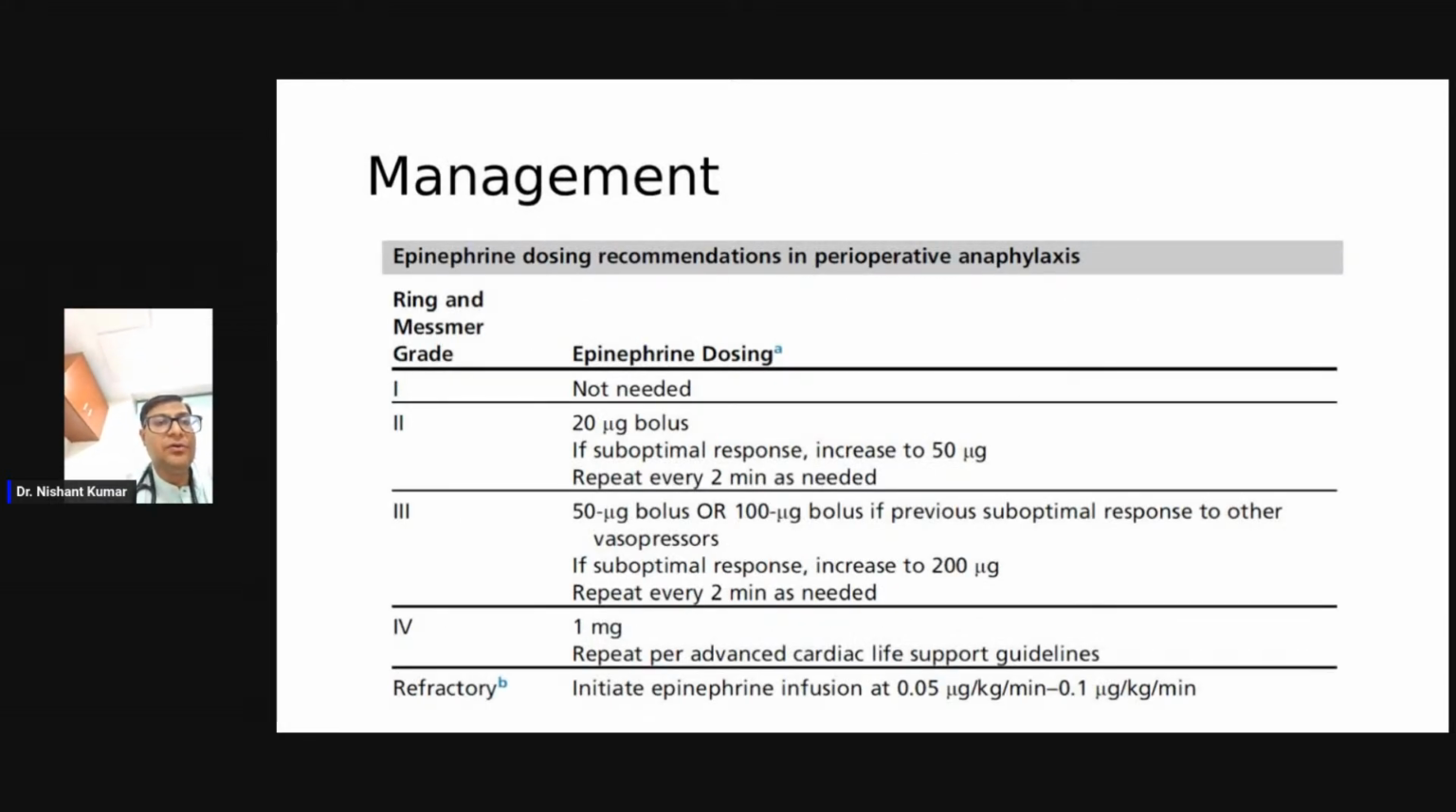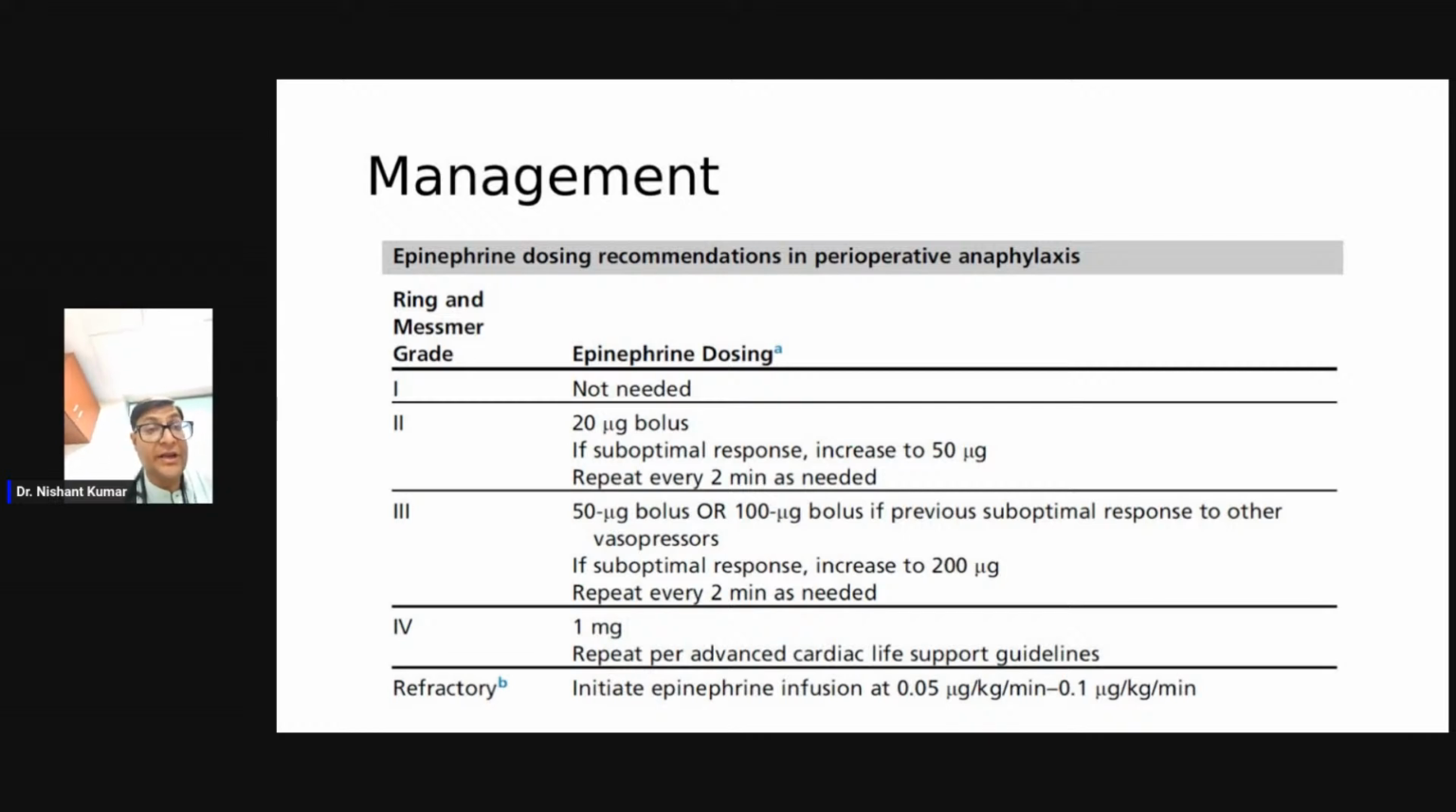Management. Based on the Ring and Messmer grade, for grade 1 nothing is needed. Grade 2: 20 microgram bolus of epinephrine. Grade 3: 50 microgram bolus, or 100 microgram bolus if there was a previous suboptimal response to other vasopressors. If the response is suboptimal, we can further increase to 200 microgram, and the dose of epinephrine can be repeated after every 2 minutes.